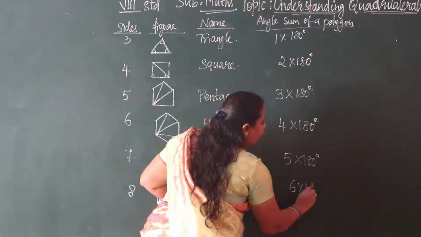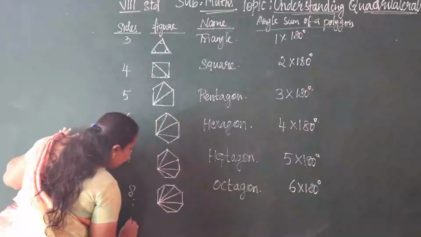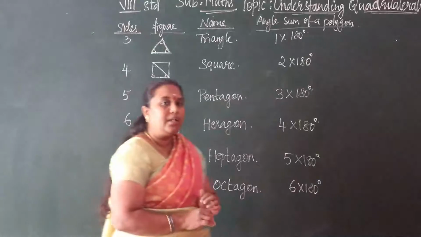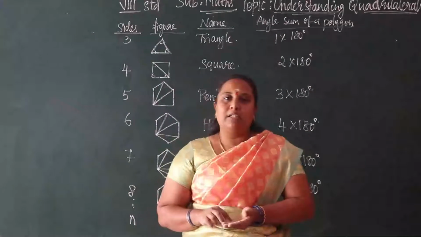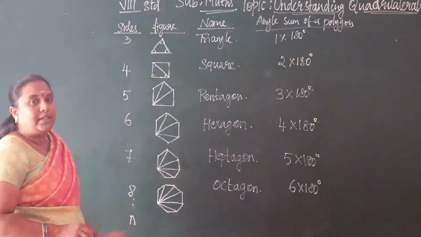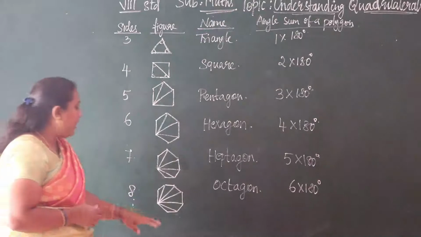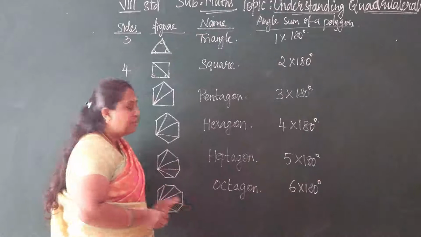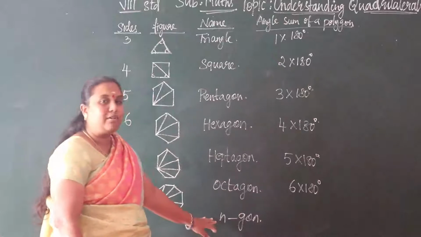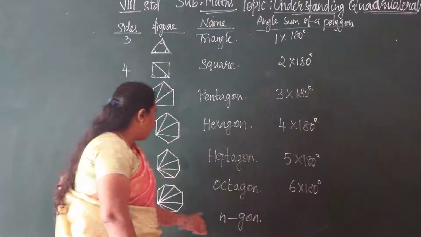Now see, we have an n-sided polygon. The formula to find the sum of the angles of a polygon can be found from this. So we have an n-sided polygon, an n-gon. Okay, so how do we write this for an n-sided polygon?